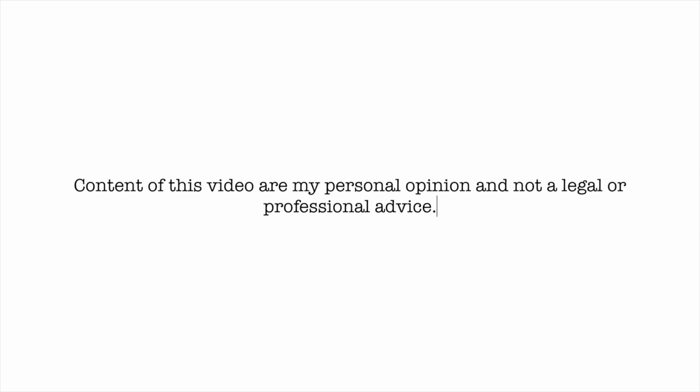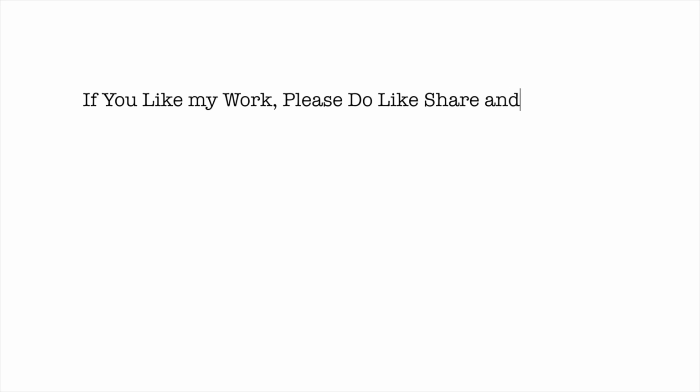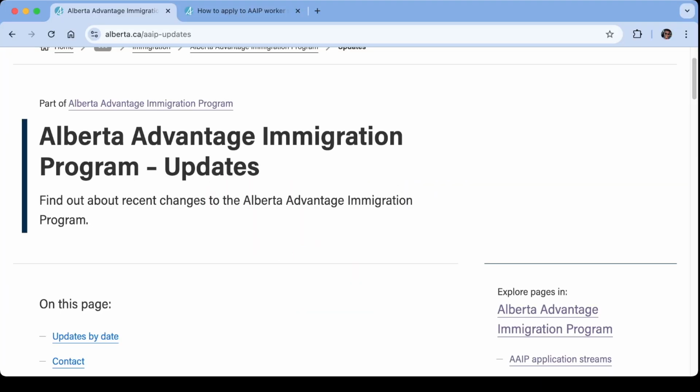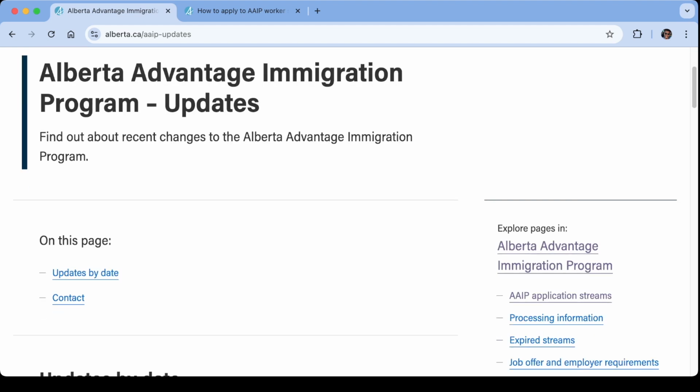In our last video, we talked about the latest expression of interest system introduced by the Alberta Advantage Immigration Program. This is a brand new system where Alberta will be accepting the expression of interest for all its worker streams. In this particular video, I will take you through the step-by-step process of actually creating the expression of interest. So if you have not watched my earlier video, please watch that video. That will give you a basic understanding of the expression of interest.